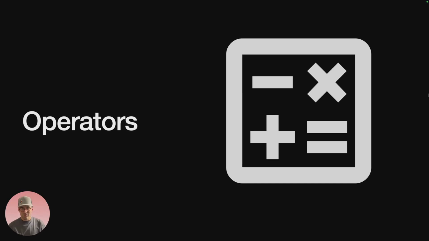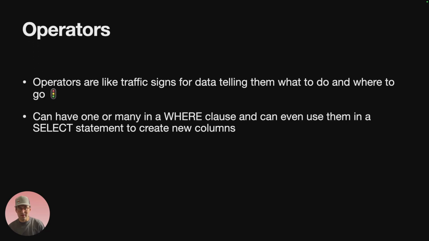All right, guys, so let's talk about operators now. Some of you might hear that word and not know what it is. That's totally fine. Operators are essentially like traffic signs that tell our data what to do. For example, if we multiply two numbers together, we're using the multiplication operator. If we compare them in a certain way, that is a different kind of operator.